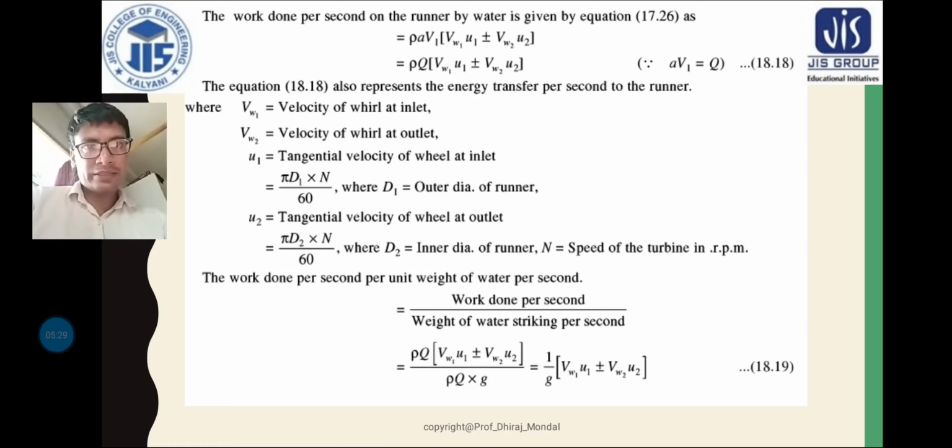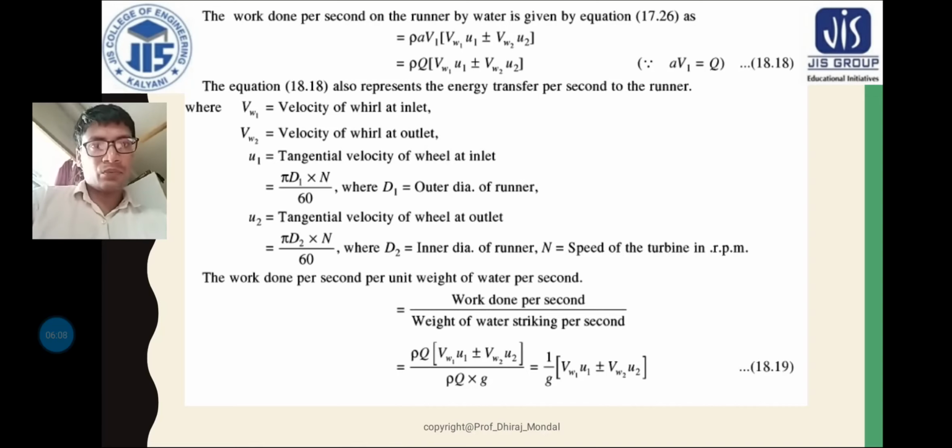u1 is the tangential velocity of the wheel at inlet, and it can be written as pi d1 n by 60, where d1 is the outer diameter of the runner. u2 is the tangential velocity of the wheel at outlet, and it can be written as pi d2 n by 60, where d2 is the inner diameter of the runner and n is the speed of the runner in rpm.